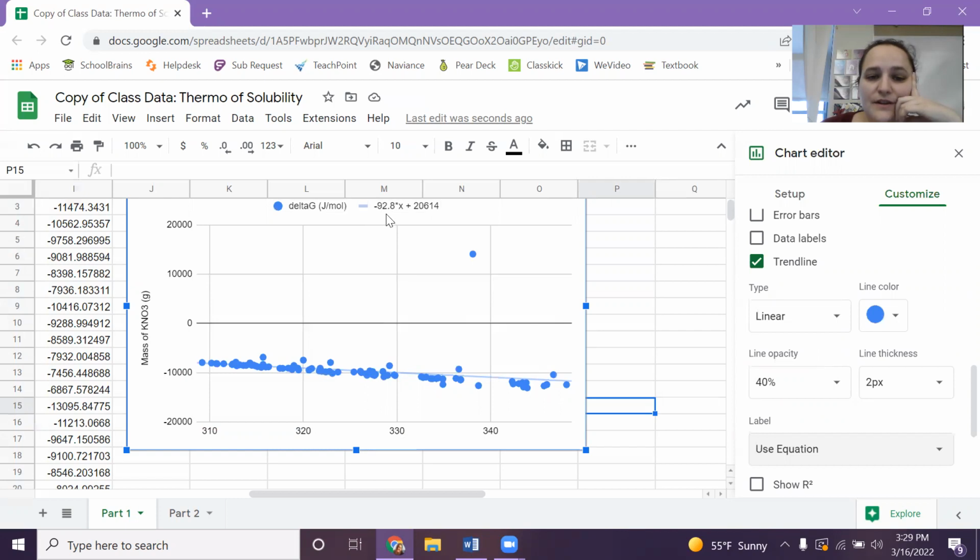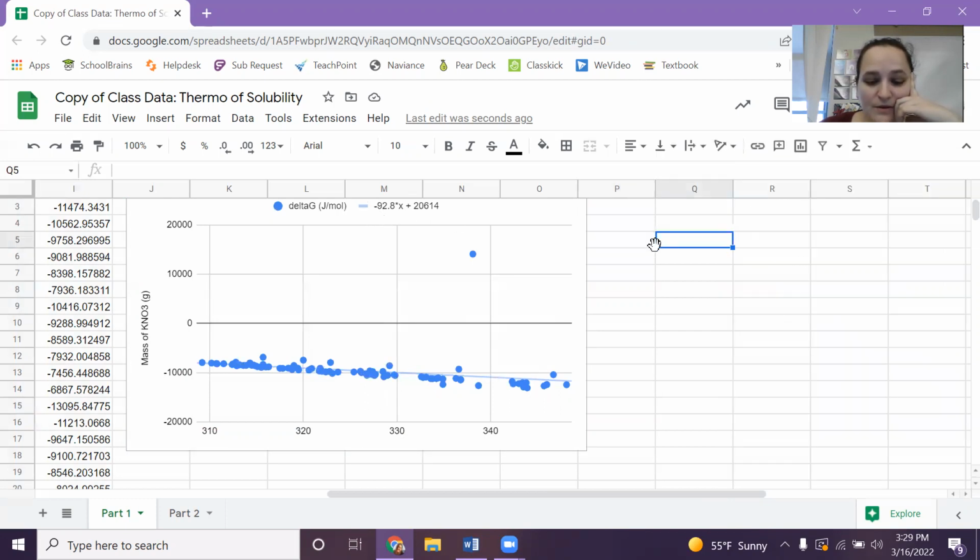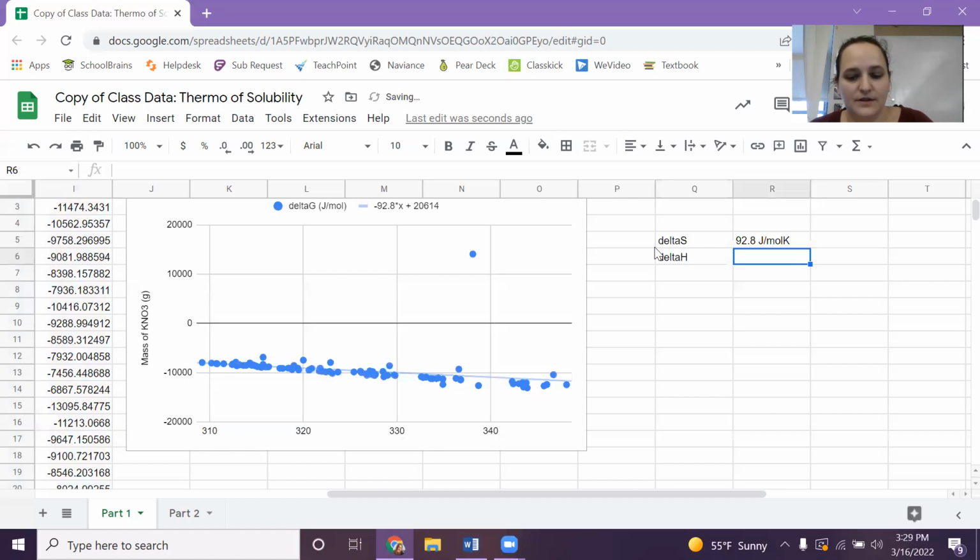And then the slope of our line is negative delta S. So our delta S from this is going to be positive 92.8 joules per mole Kelvin. And our delta H is the y-intercept. So that's going to be 20,614 joules per mole. So we're pulling these values from the y-intercept and the slope.